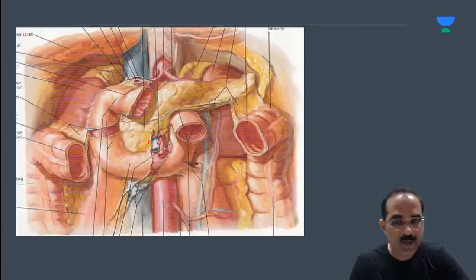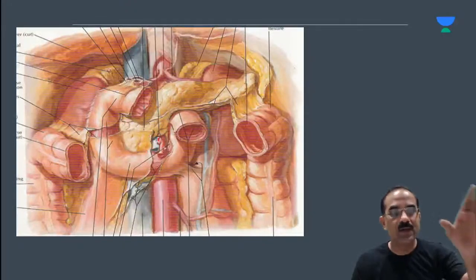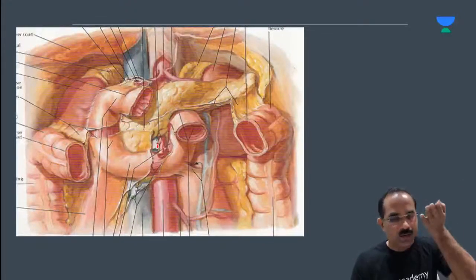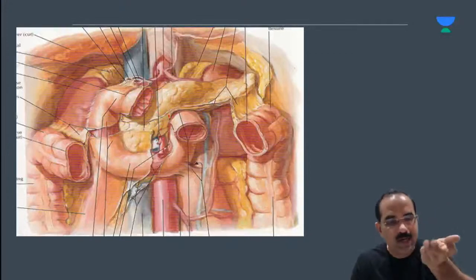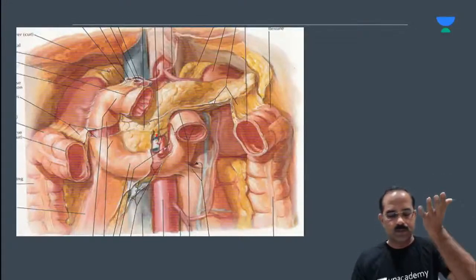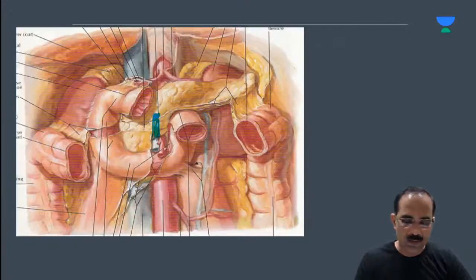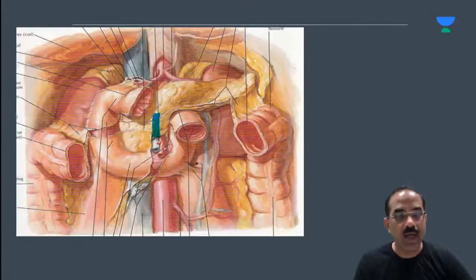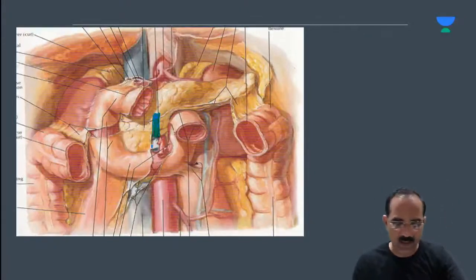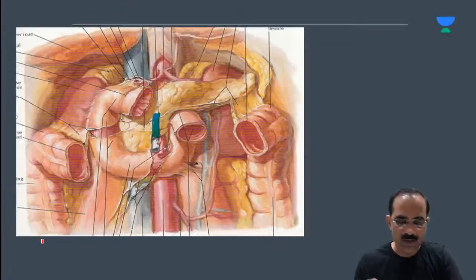Because the superior mesenteric vein is lying on the uncinate process. Take care. The superior mesenteric vein lies on the uncinate process, and when this superior mesenteric vein goes up, it goes behind what? Yes, students, it goes behind the neck of the pancreas. It goes behind the neck of the pancreas. It's a little difficult, just try to understand.